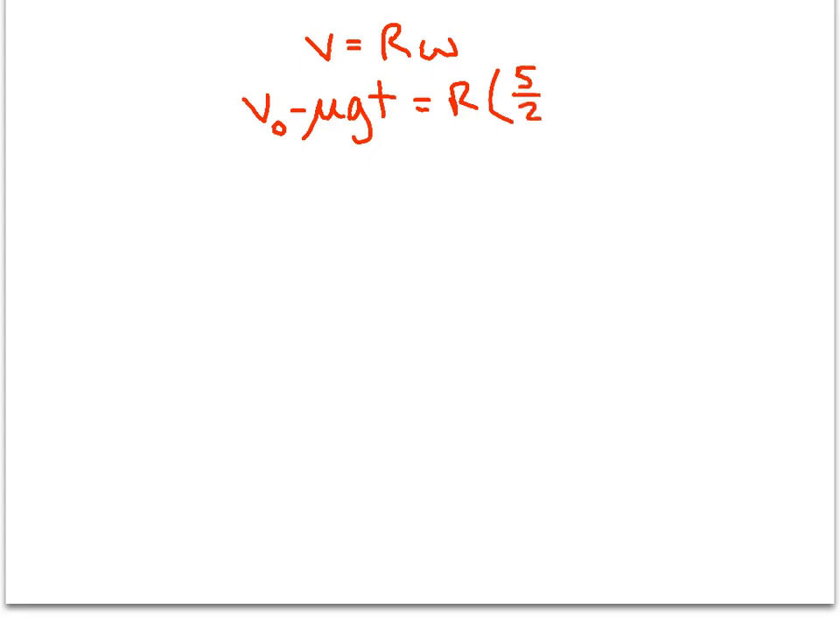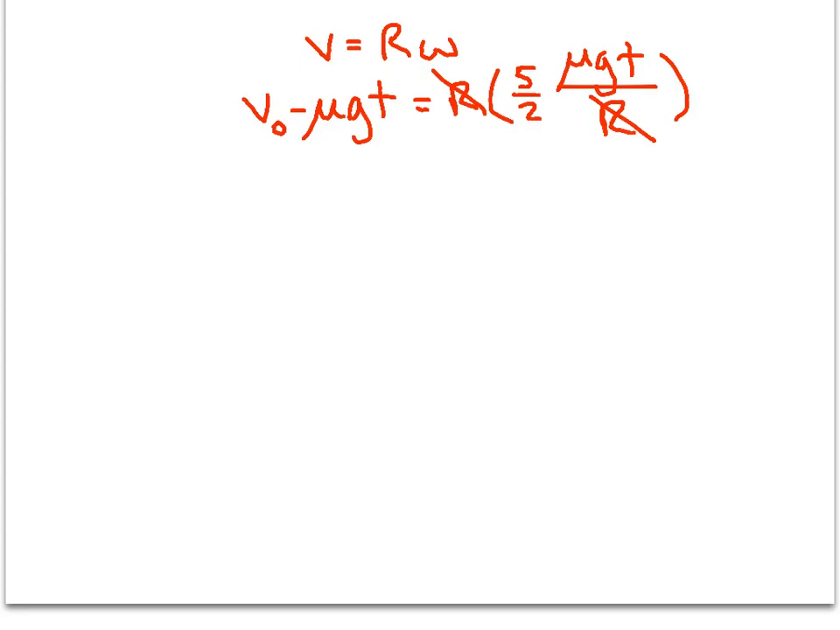Let's put it all together now. We know v equals r omega is our goal. We know a function for v and a function for omega, so let's plug those in and see what we get. So for v, we know v naught minus mu gt equals r times our function for omega, which was 5/2 mu gt over r. Okay, so we see that our r's cancel out, so we really didn't even need the radius or the mass of our bowling ball.